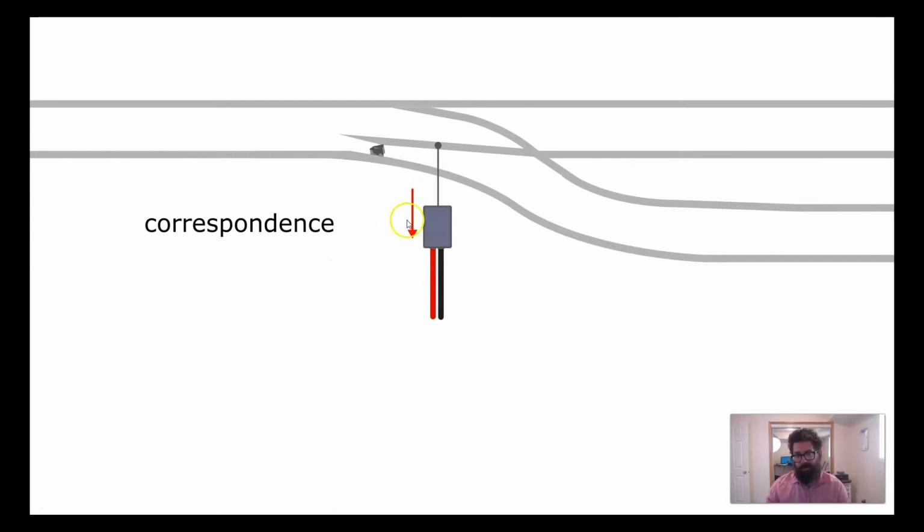And what that means is if it's trying to move to reverse position and it arrives in reverse position, it's in reverse correspondence. And vice versa, if it's trying to go to normal position and it arrives in normal position, it is in normal correspondence.